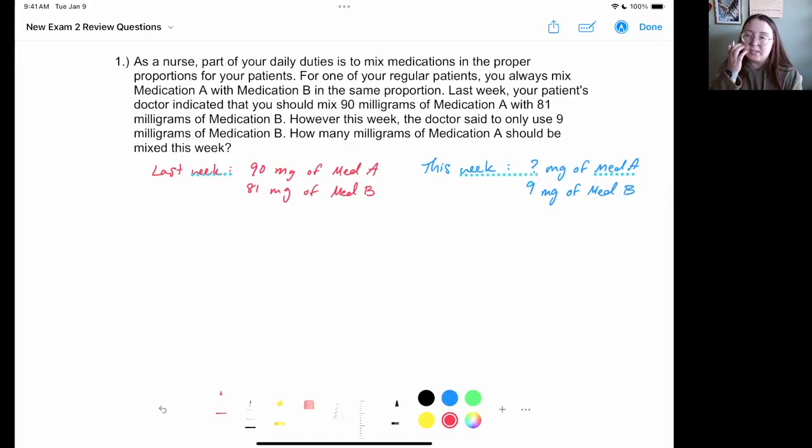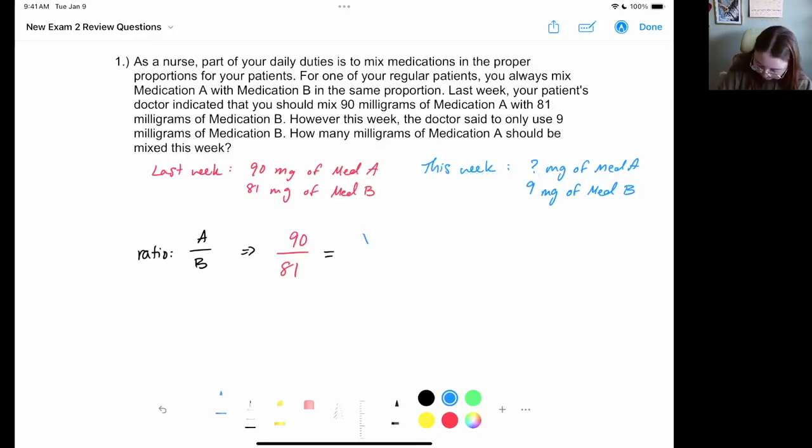So our proportion is a ratio of A over B. If the ratio is A over B, then last week's ratio was medication A divided by medication B, so 90 over 81. And we're saying that this ratio should be equal to this week's ratio as well, where we don't know. Instead of writing a question mark, we're going to write X for how much we don't know for medication A, divided by our 9 milligrams of medication B.